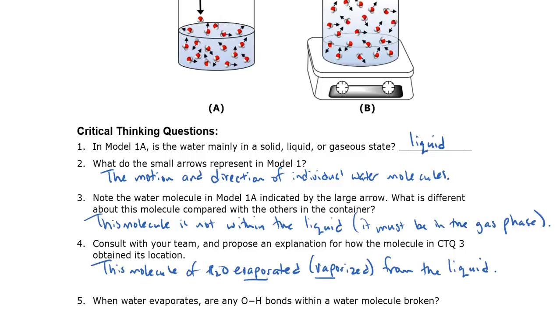Number 5, when water evaporates, are any OH bonds within a water molecule broken? So consider also this sentence and then answer question 5. Pause now. Okay, so if I look at this molecule of water, it's still water, right? It's still got 1 oxygen, 2 hydrogens, so no, it's still water. No OH bonds are broken. So evaporation doesn't mean that we're splitting water up into atoms or any components. It's just the whole molecule of water coming away from the rest of the water molecules and jumping off into the gas phase.